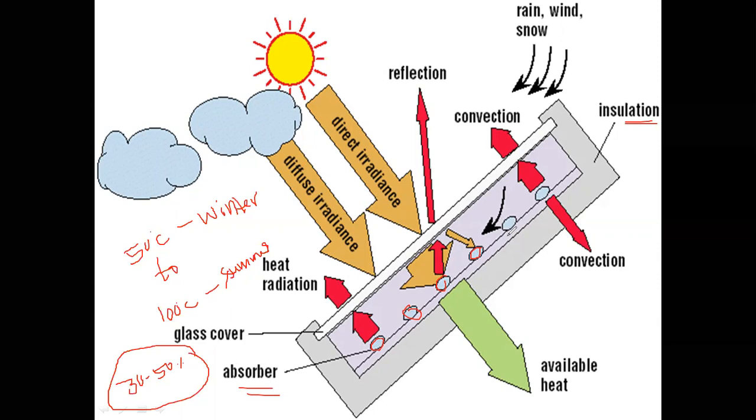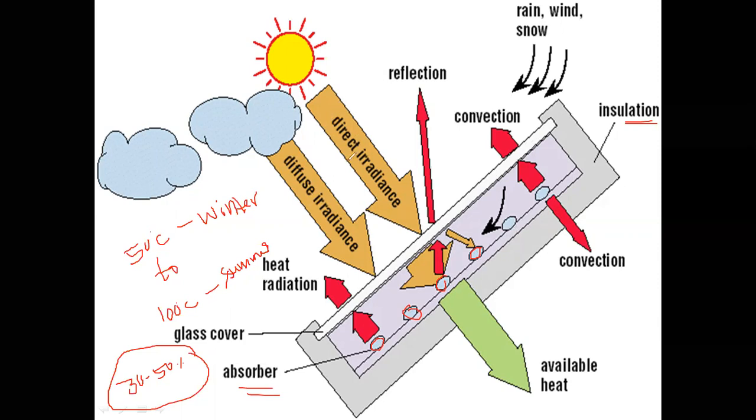degrees centigrade, and it is used for water heating, space heating, space cooling and drying. Because the temperature is only 50 to 100 degrees centigrade, that's why it is used for water heating, space cooling and drying purposes. And one more advantage is that there is no moving contact.